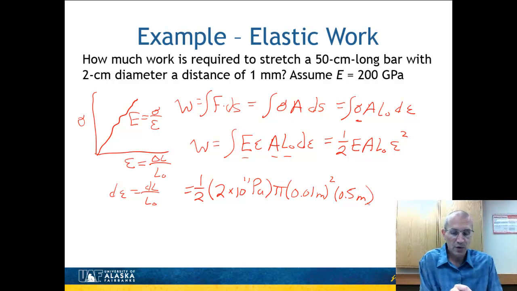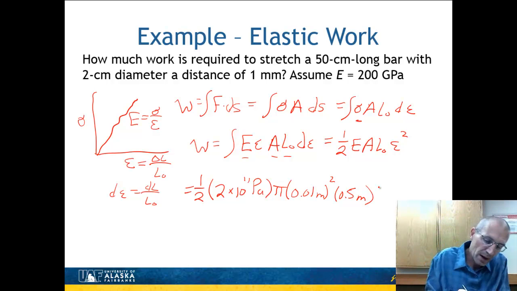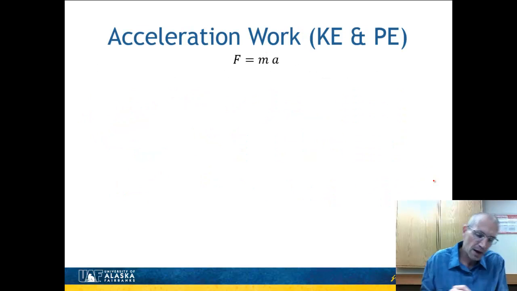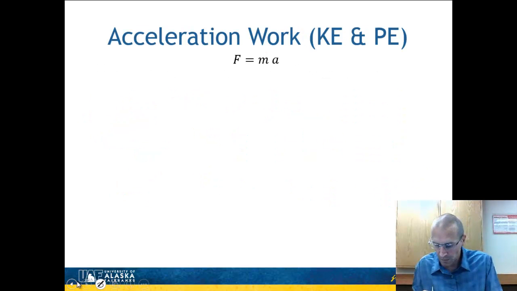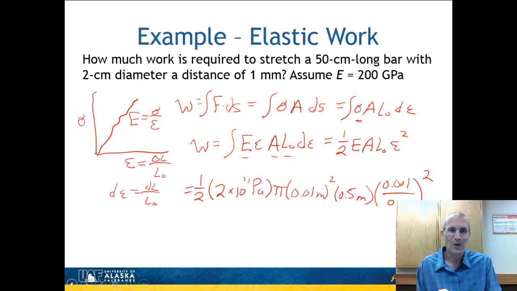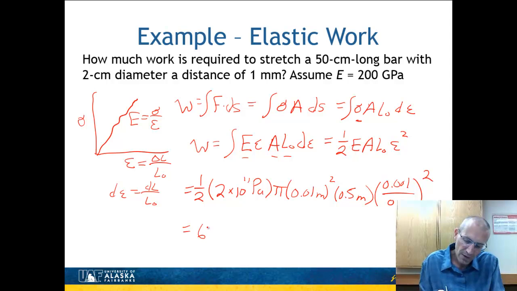And now epsilon squared, how much is my strain? My strain is going to be 0.001 meters over 0.5 meters, and I go ahead and square that. So go back and do our last number on here. If I calculate all of this out, I'm going to end up with a numeric value that's about 62.8 joules.